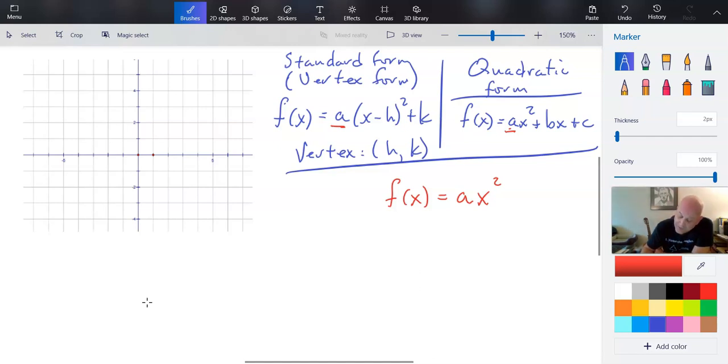Now, I want to point out that a function in the form ax squared is actually both in standard form and in quadratic form. If I want it in quadratic form, I can just put in ax squared plus 0x plus 0, because those are sitting there. And if I want it in the standard form, it would be a times (x minus 0) squared plus 0. And we get the same thing either way. So it's actually in both forms, and we'll be able to deal with it the same way in both forms. So let's take a look at this.